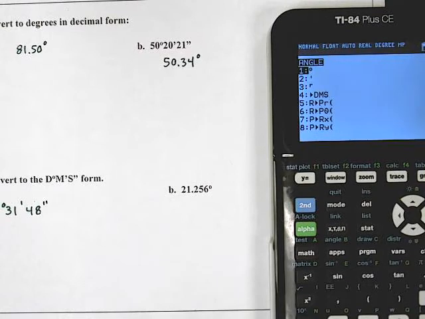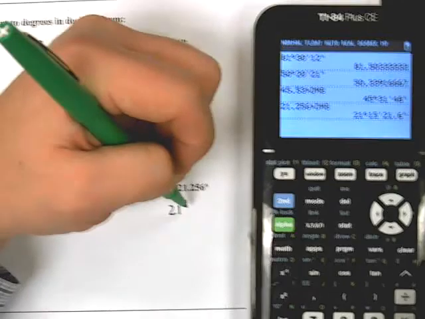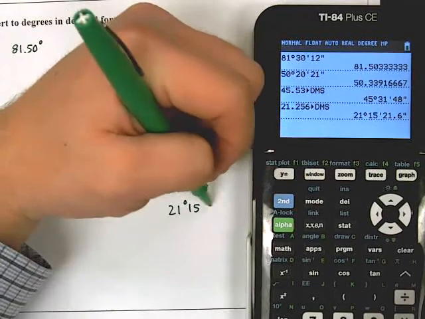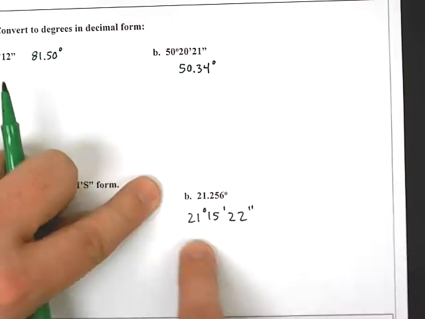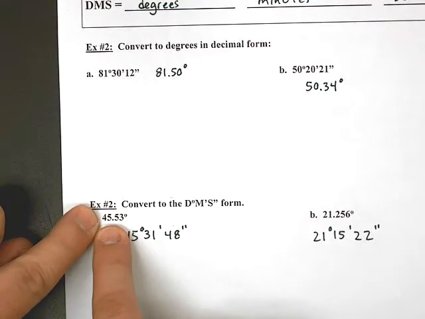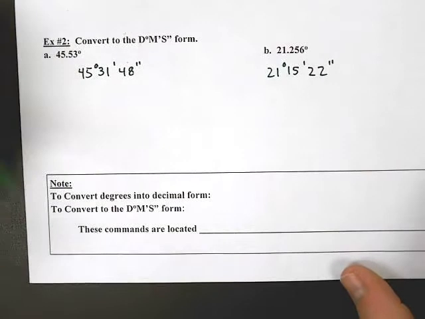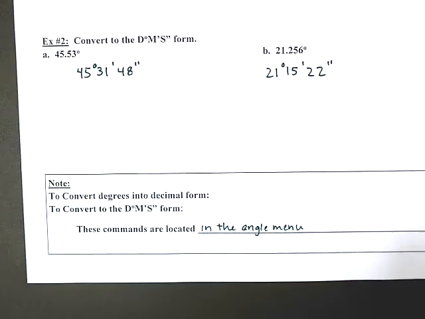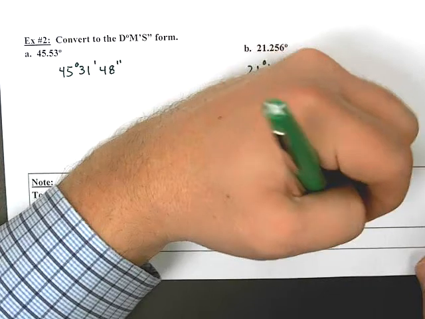Let's see what happens when we do this next one. 21.256, second angle, and hit number 4 for degrees, minutes, seconds, and we get 21 degrees, 15 minutes, and I'm going to round this, guys. If we're using degrees, minutes, seconds, we like to use integers, so I'm going to round this to 22 seconds. But please notice, we had 21 point something degrees, so we have 21 degrees at the end, or 45 point something degrees, 45 degrees. Hopefully that makes sense. So what we really need to understand is that these commands are located in the angle menu, and for those of you that need it, that means you have to go to second, and then apps. All right? Beautiful.